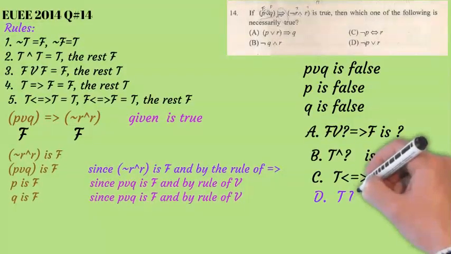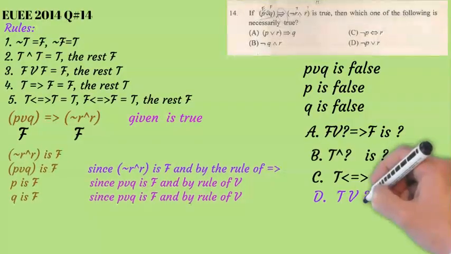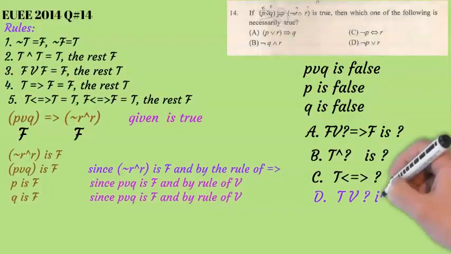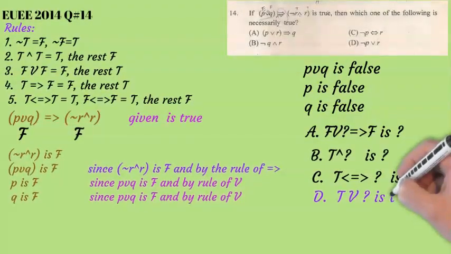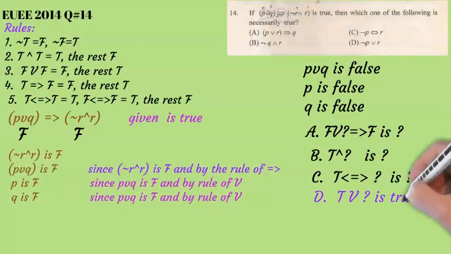However, when it comes to D, it says true or anything will be true, right? Even though we don't know what R is, whether R is true or false, in either case, since the first statement is true, the whole statement will be true. And that's your answer.